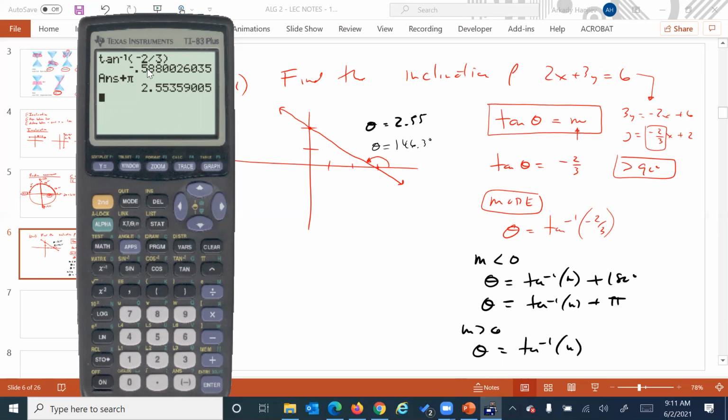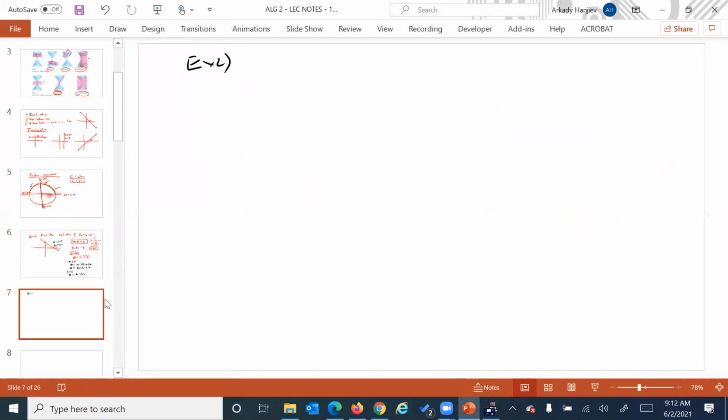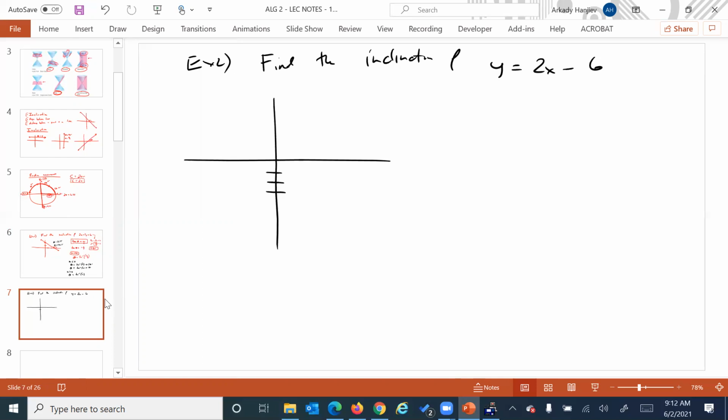Let's do an easy one real quickly here together. So let's jump to exercise 2. Find the inclination of y is equal to 2x minus 6. Let's do minus 6 just because it'll be easier to compute. Okay, let's draw it out real quickly here. That's 1, 2, 3, 4, 5, 6. Somewhere over here. Up 1, over 1.